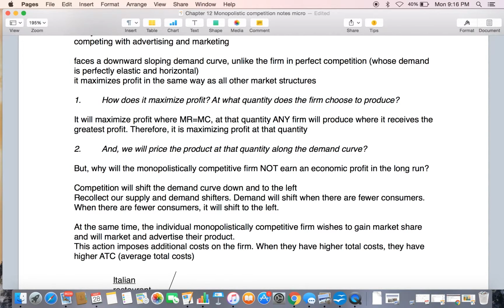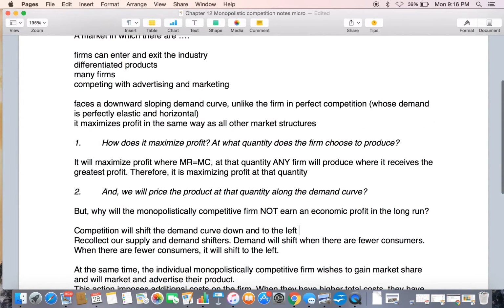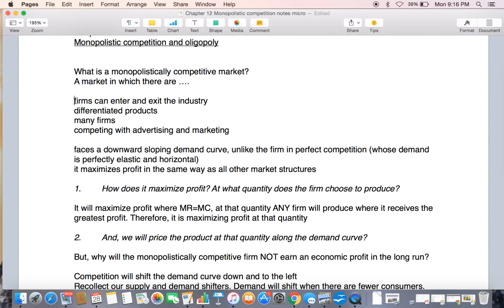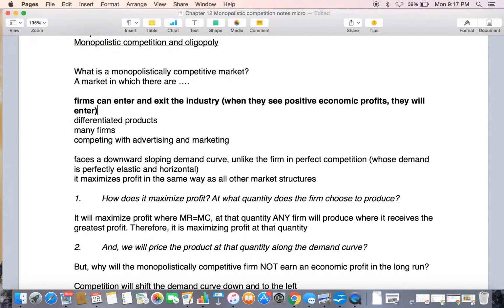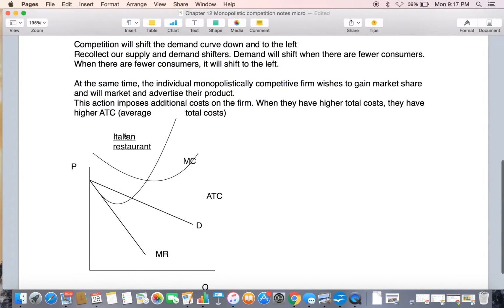So that's the first reason why we will see that the firm in a monopolistically competitive market does not earn an economic profit in the long run. It is because its demand curve will shift down and to the left due to competition, which results because firms are able to enter and exit this industry, and when they see profit, they will enter the industry, causing our demand curve to shift down and to the left.